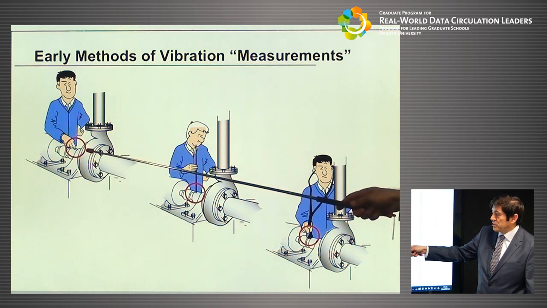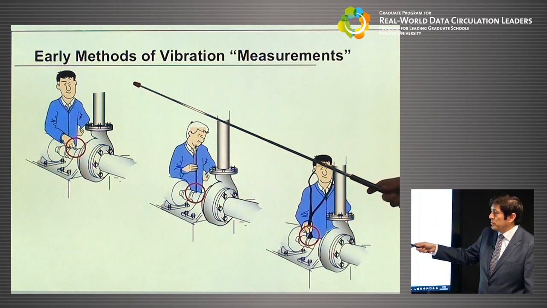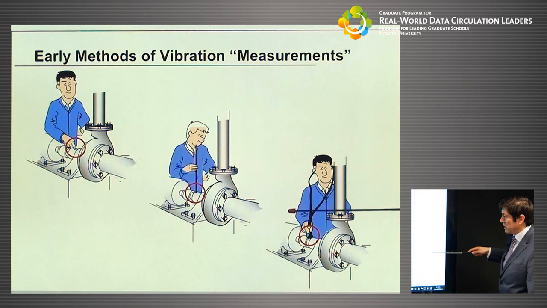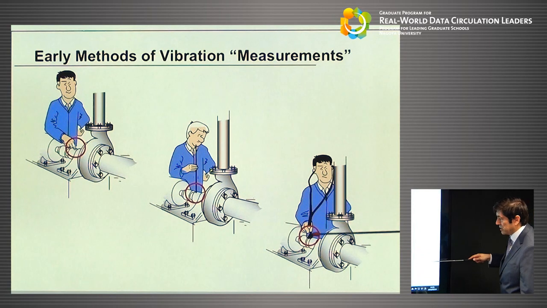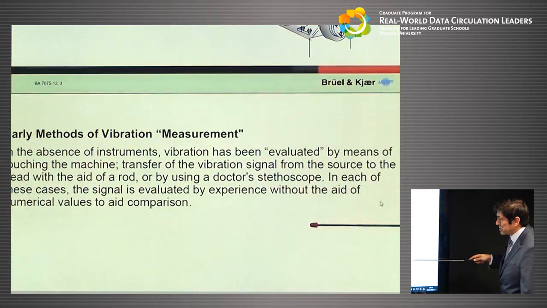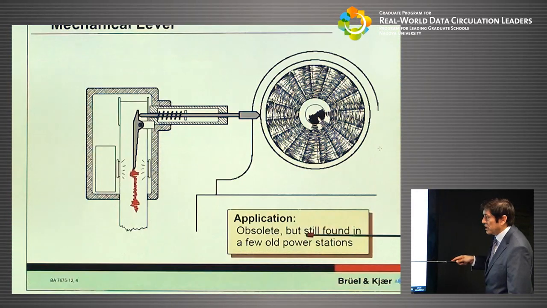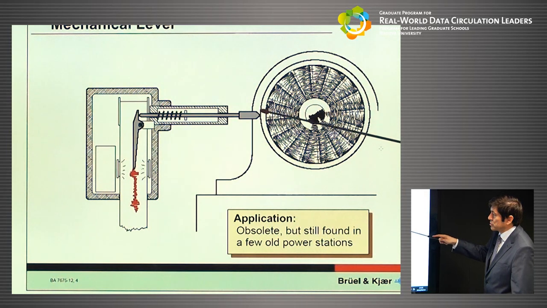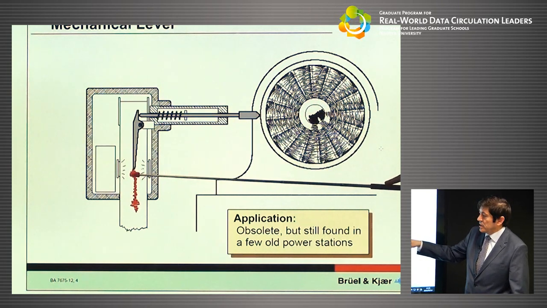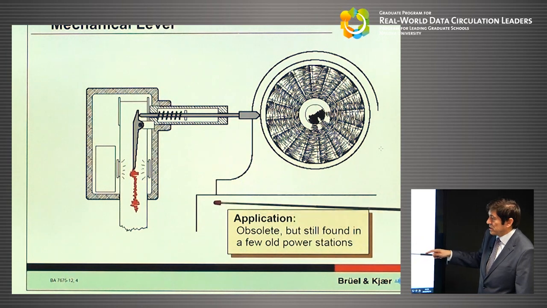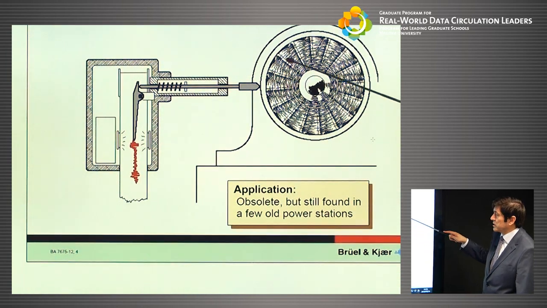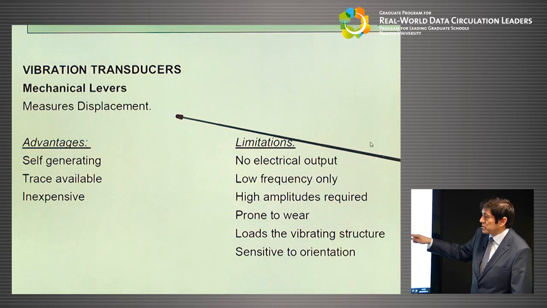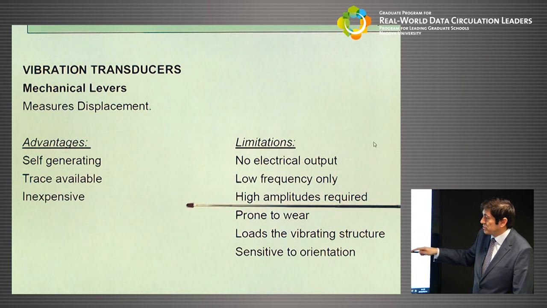We can feel the vibration, for instance, by finger. It's an early method. We can use a bar. Again, you can feel the vibration level, or you can use a stethoscope to hear the vibrations. But modern methods depend on measurement and evaluation of measurements. For instance, this is a mechanical lever. It touches a shaft, so if you examine the vibrations, you can get a conclusion about the damage in the system. Mechanical levers are not used as vibration transducers anymore.